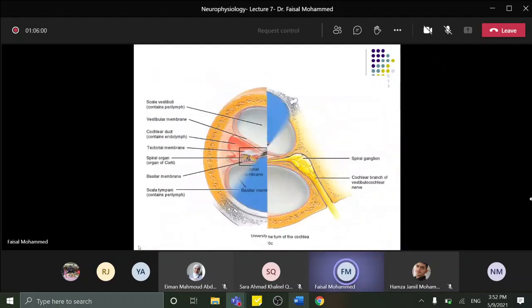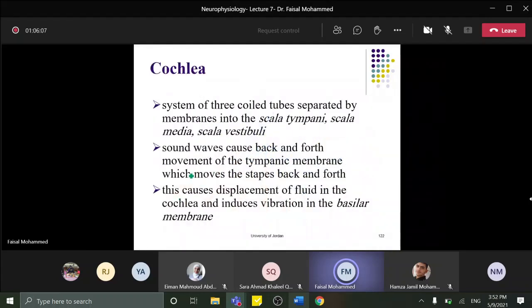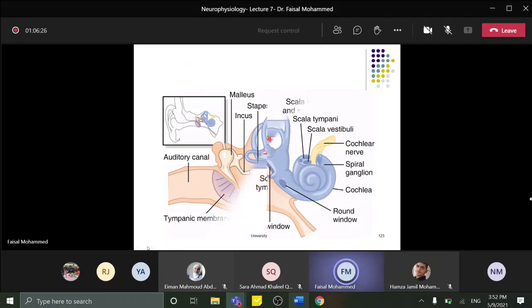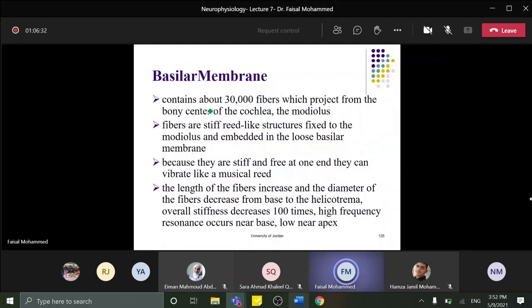We said all this, right? Sound waves go back and forth, moving the tympanic membrane, which moves the stapes back and forth. This causes displacement of the fluid in the cochlea and induces vibration of the basilar membrane. We said the basilar membrane has the organ of Corti on it. The basilar membrane looks like this. Here is the oval window.